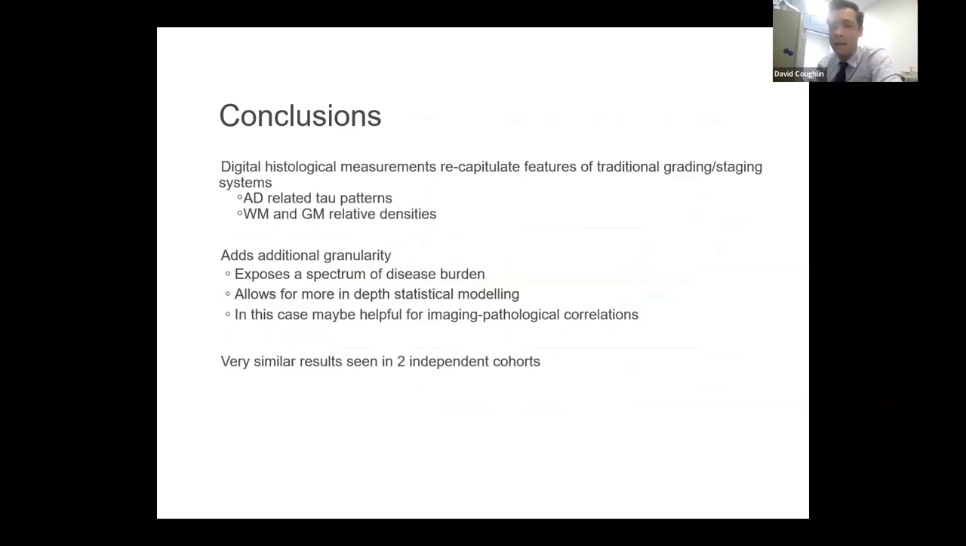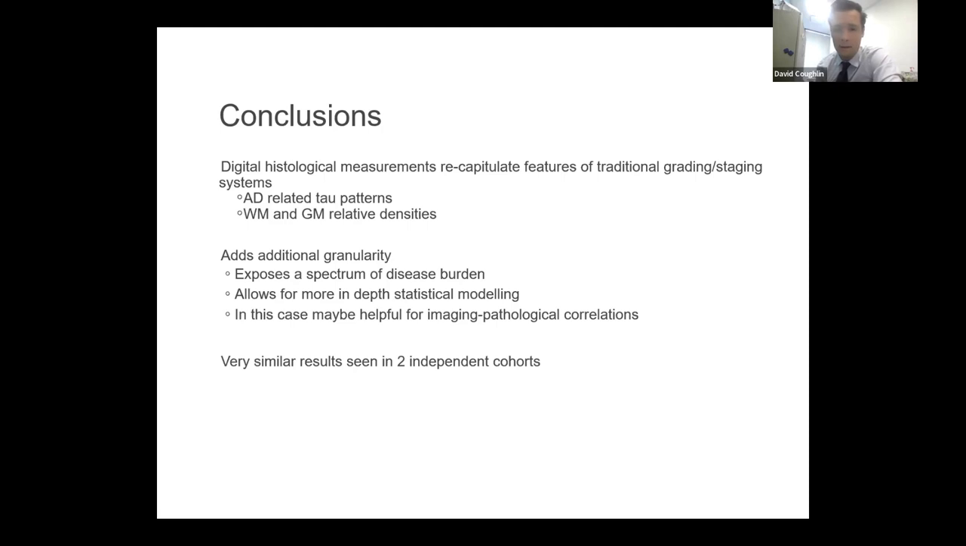Within the AD realm and the 3R, 4R tauopathies, we were seeing that the temporal lobe really harbored the highest degree of gray matter pathology, which is an expected pattern. We also saw in our 4R tauopathies that the white matter had a proportionally much higher degree of tau burden than gray matter. That's a very good thing to be able to see through the digital realm, even though it's been described before. But this also added a great deal more granularity.